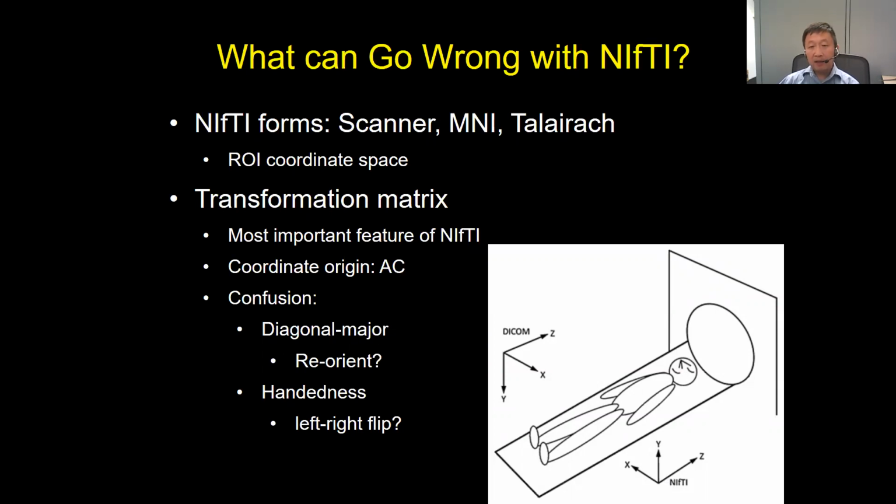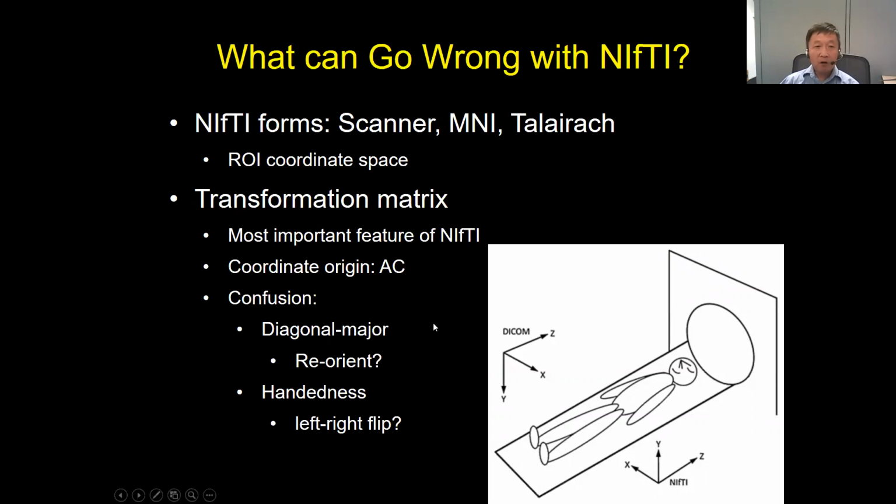And then we define X, that's from left to right. That's the correct, positive direction. Y is posterior to anterior. And Z is from foot to head, or called inferior to superior direction. That's the positive direction. This kind of thing we should keep in mind.